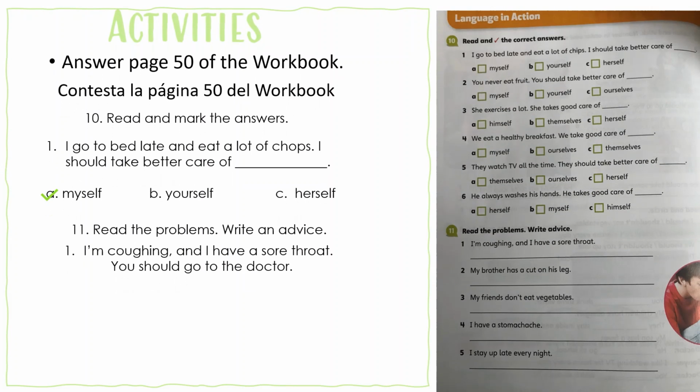And last one, answer page 50 of the workbook. Number 10. You have to read and check the correct answer. For example, number 1. I go to bed late and eat a lot of chips. I should take better care of. And we have 3 possible answers. Letter A, myself. Letter B, yourself. Letter C, herself. But the subject in the sentence is I. So that means the answer will be myself.